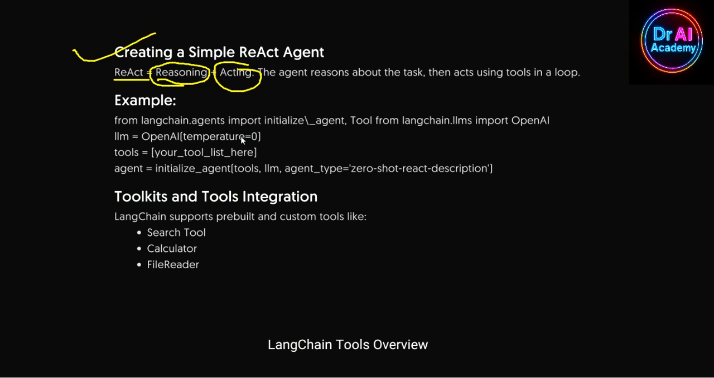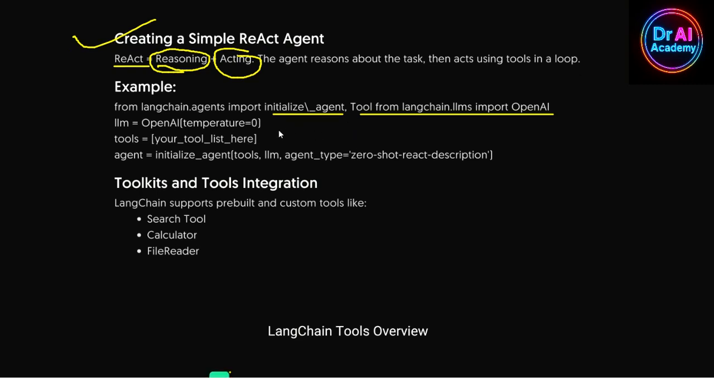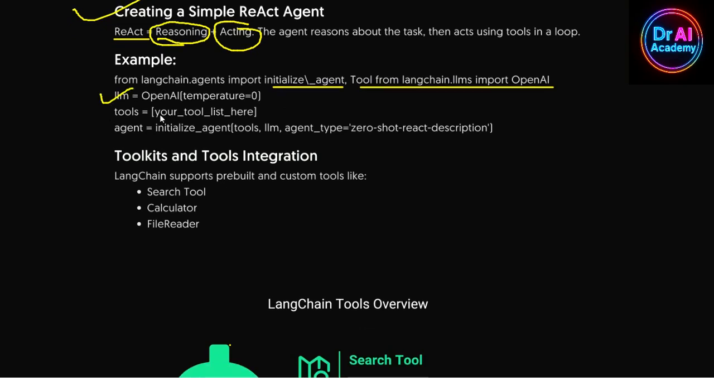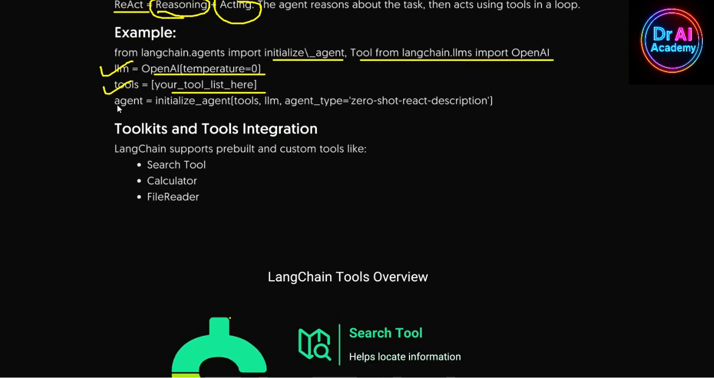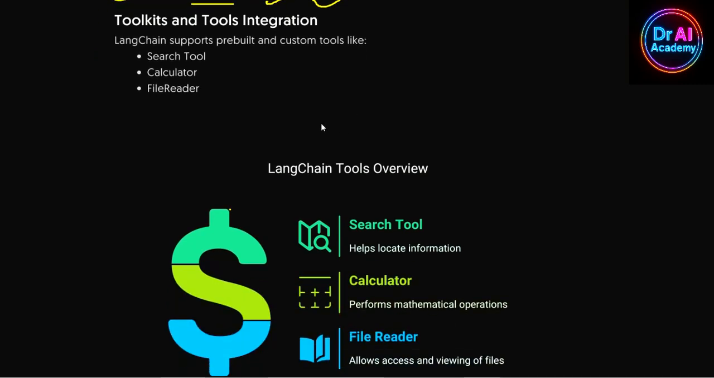LangChain provides an initialize_agent method that helps you set this up with just a few lines of code. Here's the basic idea. From langchain.agents import initialize_agent, Tool. From langchain.llms import OpenAI. llm equals OpenAI, temperature equals 0. tools equals your_tools_list_here. agent equals initialize_agent, tools, llm, agent_type equals zero-shot-react-description. Boom. You have an intelligent agent ready to use.